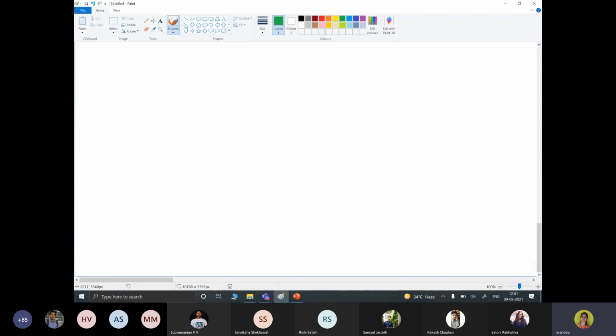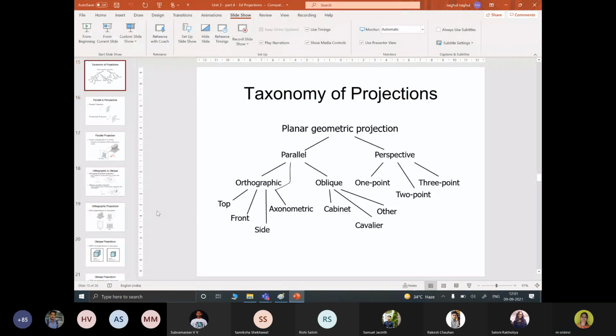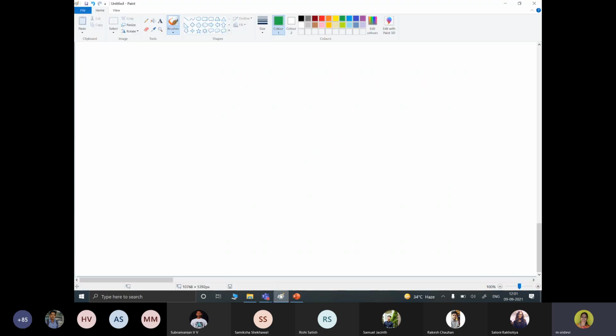Next is the second category. Orthographic is over. Now we are moving on to axonometric projection. The main limitation of orthographic projection is that it is unable to illustrate the general three-dimensional shape of an object. So we are going to construct an object by using an axonometric projection, by using rotation and translation.